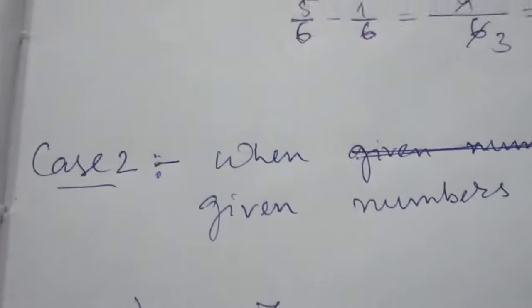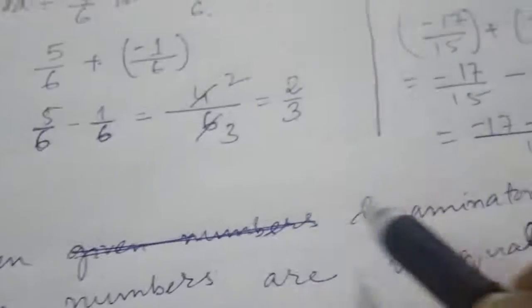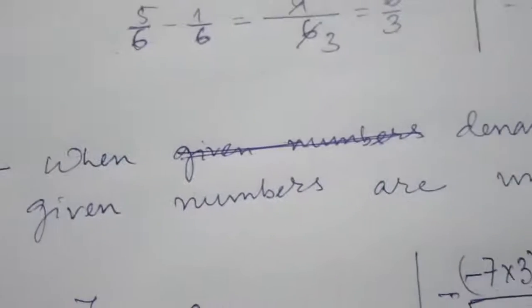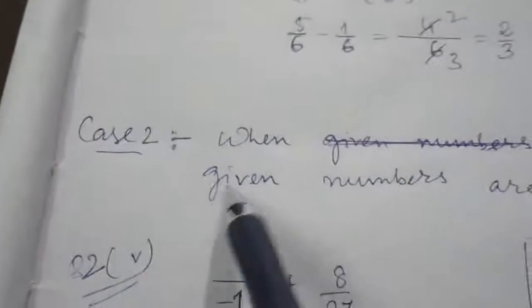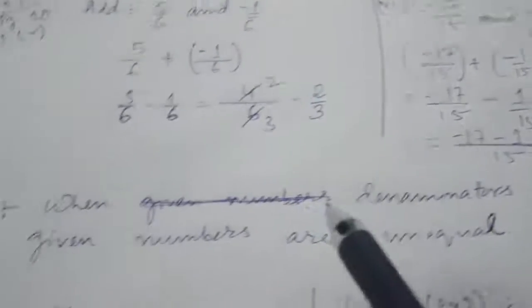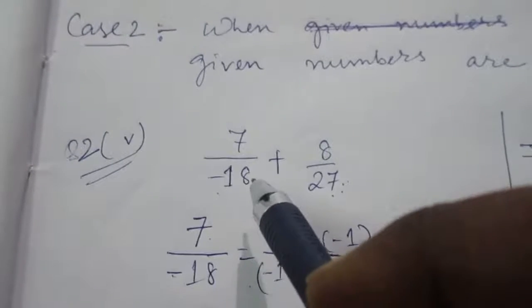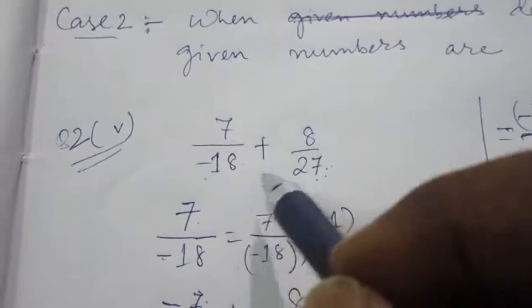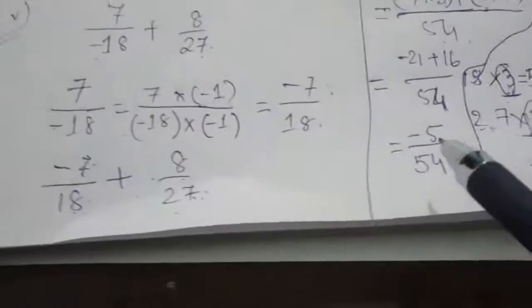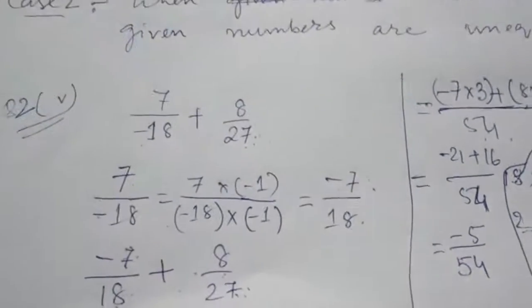Good morning, students. In the last video we discussed case 2. Case 2 tells us how to add rational numbers when the denominators of the given numbers are unequal. In the last video I explained it with one example, 7 by minus 18 plus 8 by 27, and we got the result as minus 5 by 54. I hope you have understood how to do it.